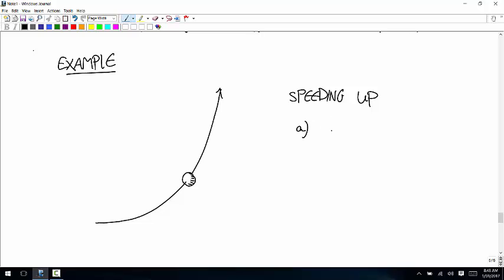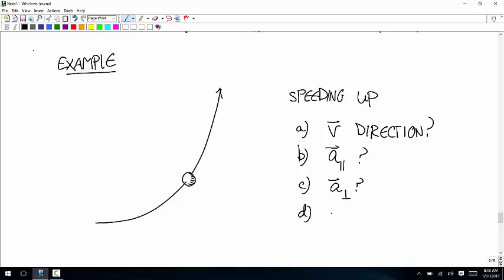And we want to figure out velocity direction. We want to draw all these things on here: the part of the acceleration parallel to the velocity, the part of the acceleration perpendicular to the velocity, and then put those together to get a total acceleration. You can think of this as kind of defining a new coordinate system. The total acceleration is just going to be the parallel plus the perpendicular. There's nothing else.